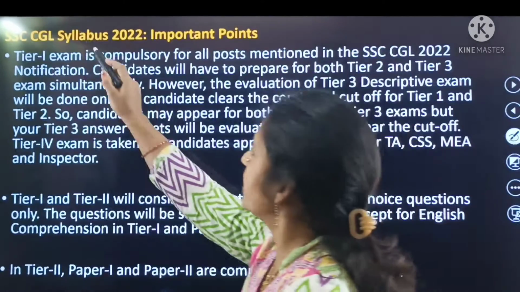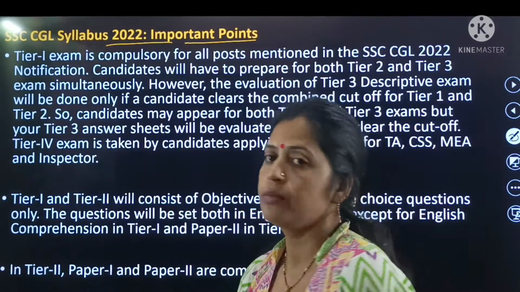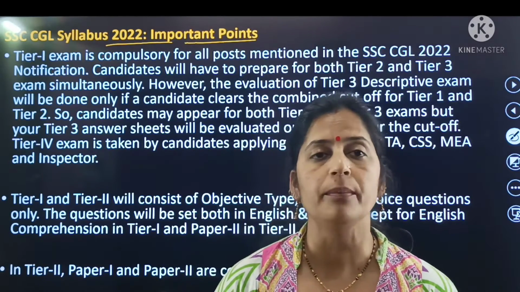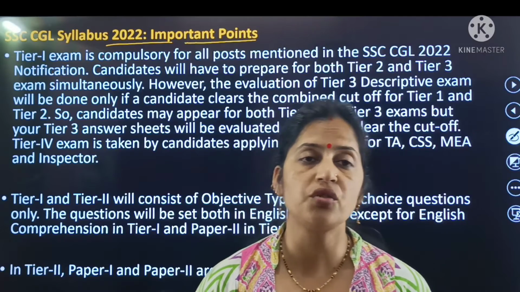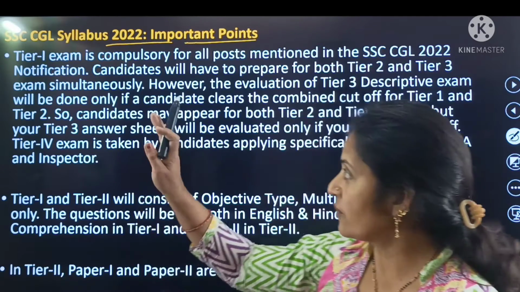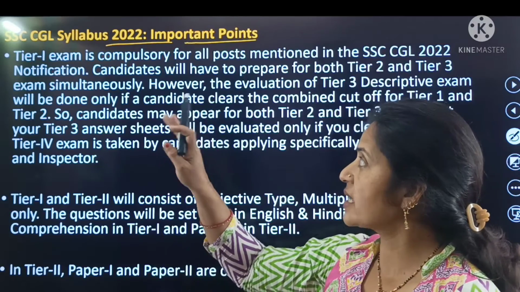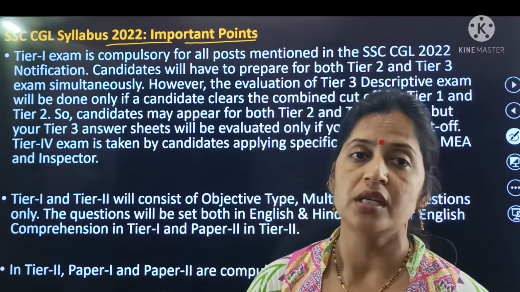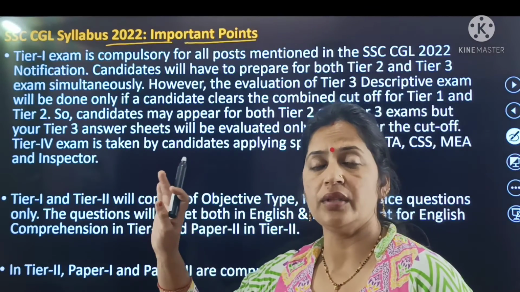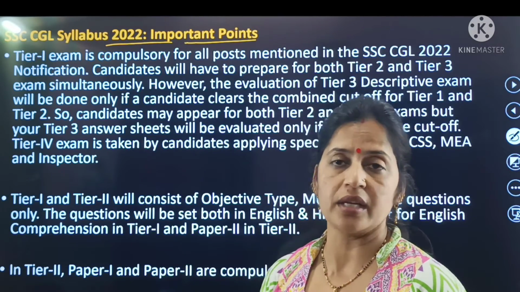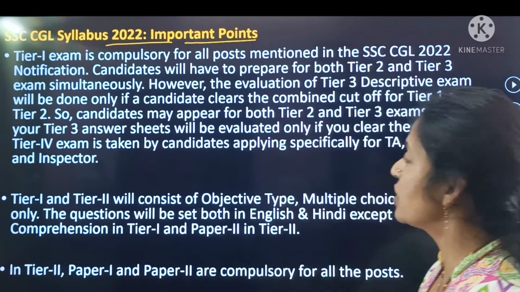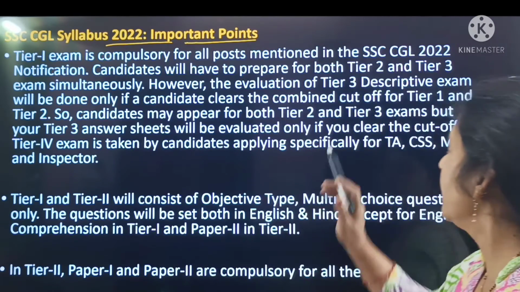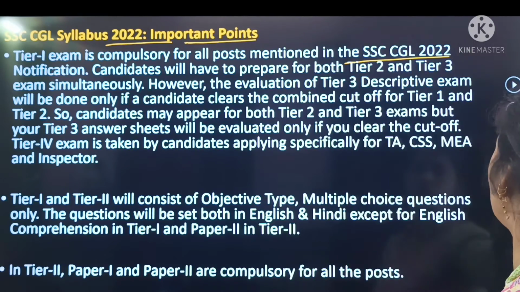Next is SSC CGL Syllabus 2022 important points. Here, students, we have completed tier 1, tier 2, tier 3 and tier 4 regarding the SSC CGL exam 2022. After the completion of these 4 tiers, next are the important points regarding them. What are the main important points related to these tiers? Tier 1 exam is compulsory for all the posts mentioned in the SSC CGL 2022 notification.